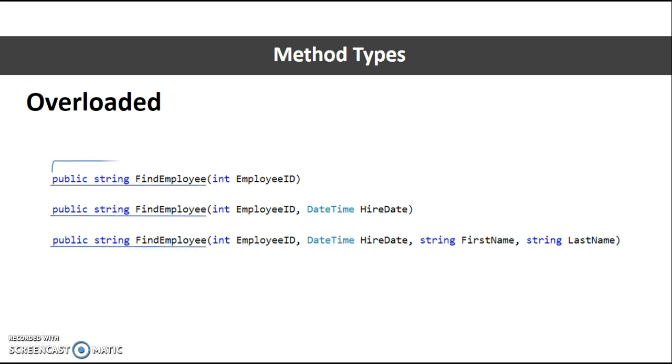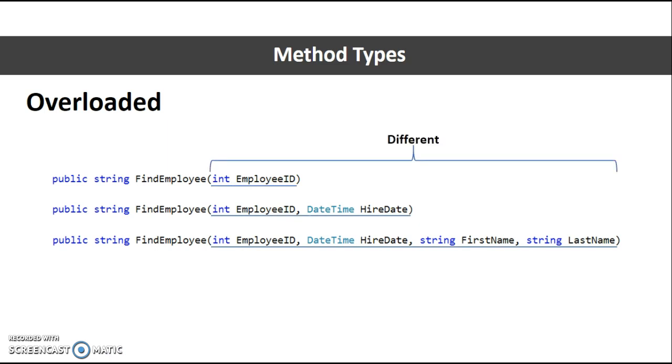Notice here when we're looking at this, the first part of it, the method header, is identical. So it's a public method which returns a string and has the name of find employee. What we do that's different then is that we have over here different parameter types. And this allows for what's called overloading of a method. So instead of having to say find employee by employee ID, find employee by employee ID and hire date, find employee by employee ID, hire date, first name, last name as the method name, I can continue to use the same method of find employee and pass in the different parameters based on what I'm looking for.